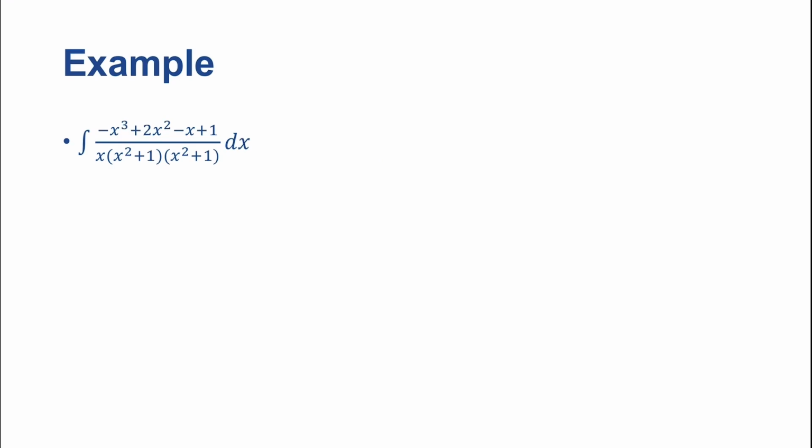I would like us to integrate negative x cubed plus 2x squared minus x plus 1 over x times x squared plus 1 times x squared plus 1 dx. As you can see, we don't need to worry about synthetic division because our dominating term here is of order 5. So now let's have a look at decomposing this messy integrand.